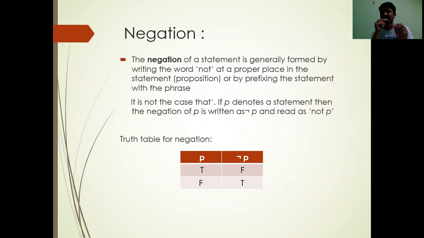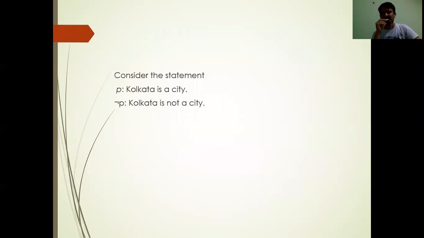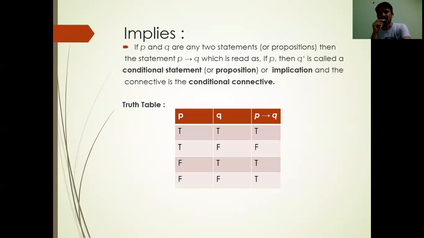It is not the case that... if P denotes the statement, then the negation of P is written as negation of P and read as not P. So already in the previous video, we have checked the symbols and operators: or operator, negation of P, as well as the implies. Consider the statement P: Kolkata is a city. What is the negation of P? Kolkata is not a city.